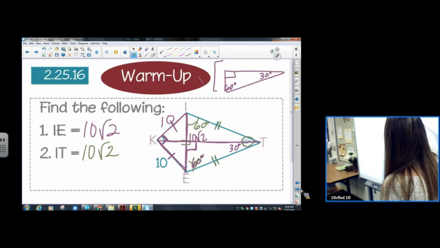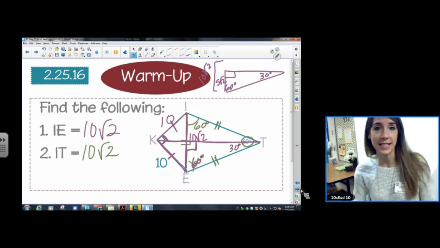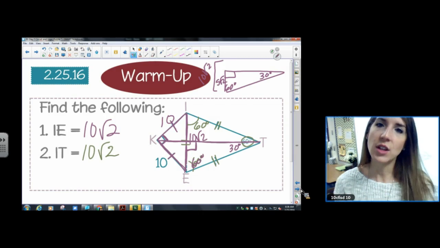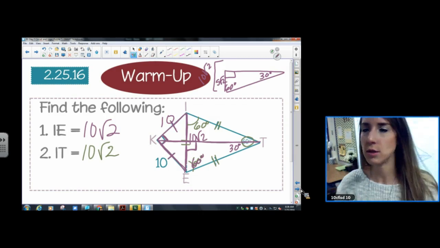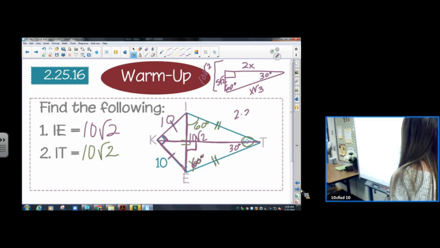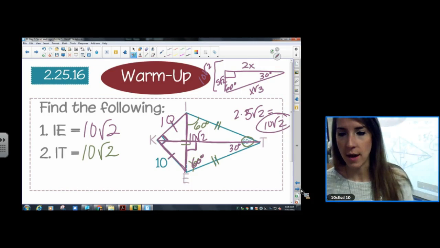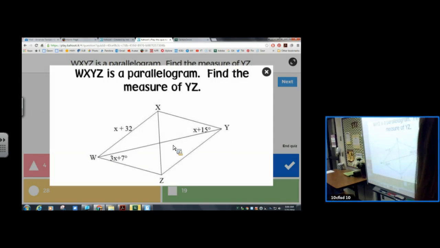This was 10 root 2. So that means right here, this has been bisected. It's 5 root 2. And then you could use x, x root 3, 2x. So 2 times 5 root 2 would have ended up at 10 root 2 once again. So two different ways to solve that one. Let's go over it really quick.